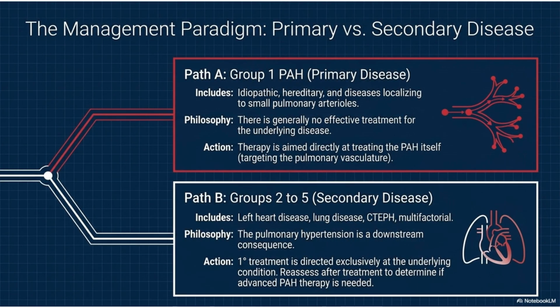The management paradigm differentiates between primary disease, Group 1 PAH, and secondary disease, Groups 2 to 5. Primary disease targets the pulmonary vasculature directly. Secondary disease focuses on treating the underlying condition first.